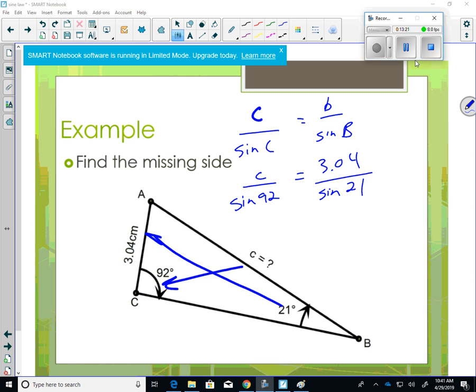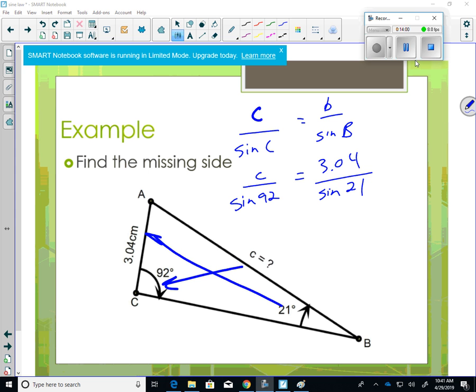So we're going to go 3.04 divided by... Now some calculators, you go sine 21 equals, and some calculators you go 21 sine equals. So you've got to figure out which way your calculator goes. And that's why I want you using calculators and not your phones. Get away from the phones, you guys. For this unit, get a calculator, because you can't use your phone in the exam, and I cannot help you. So get a calculator and learn how to use it.